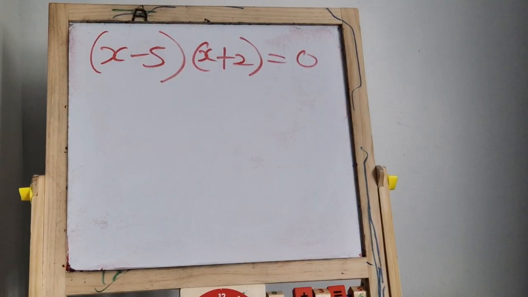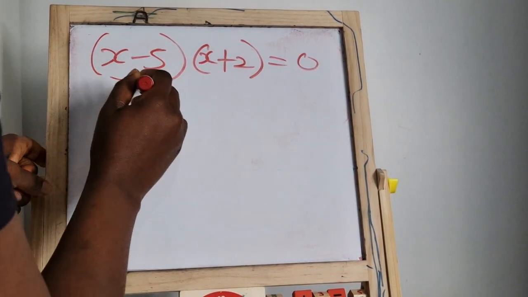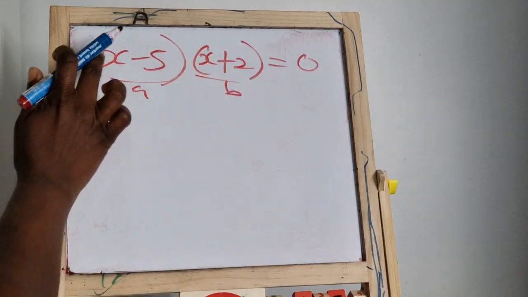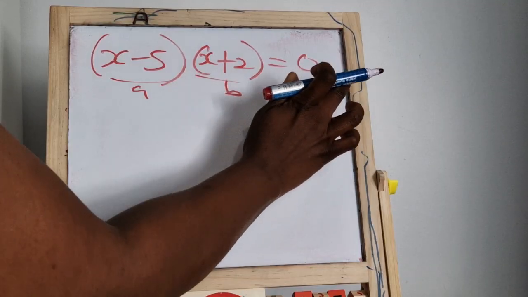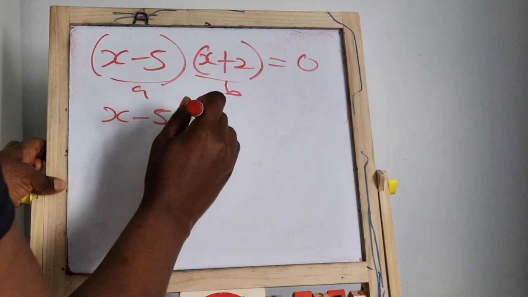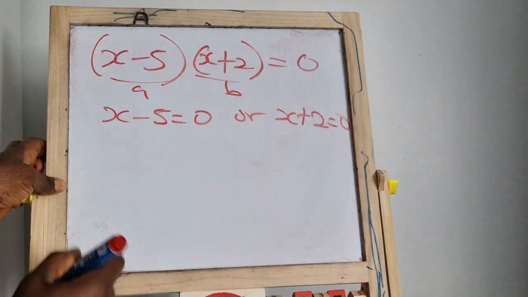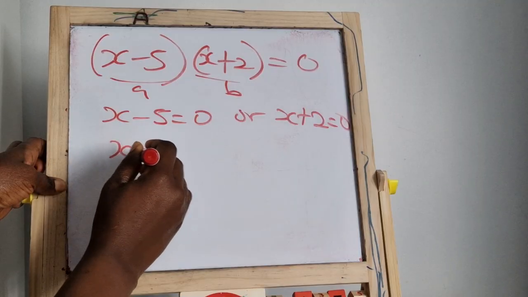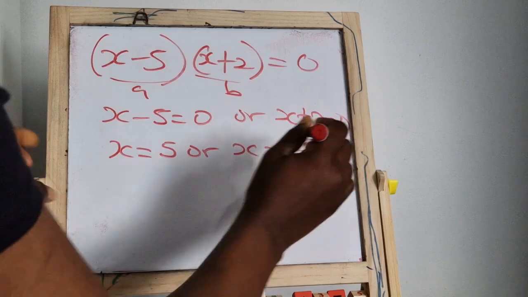Here is an example. When you see a question like this, just know that this is A and this is B. So if the product of x minus 5 and x plus 2 equals 0, that means it's either x minus 5 equals 0 or x plus 2 equals 0. That means x equals 5 or x equals minus 2.